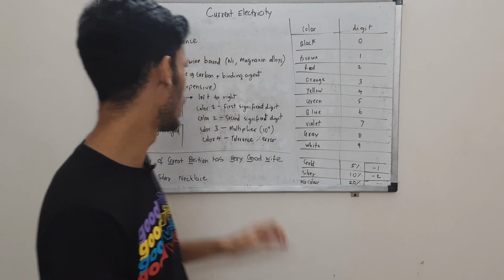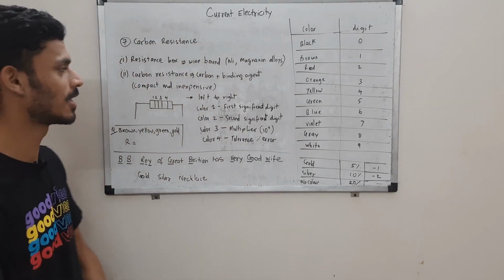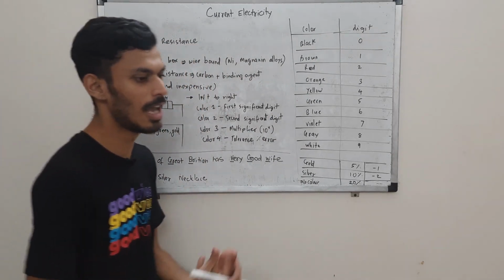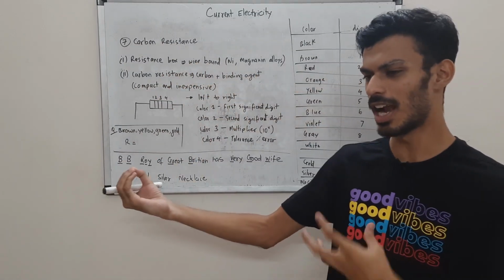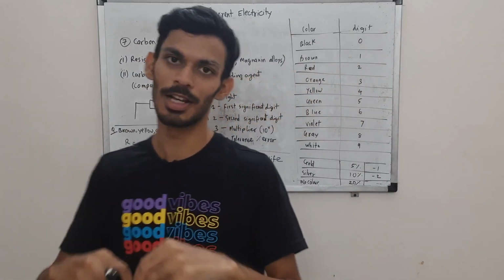They are made up of those types of wires. Coming to the second type, which is important for our discussion today, is carbon resistors. They, as the name suggests, are made from carbon and some binding agent. We won't go into the chemistry of that.